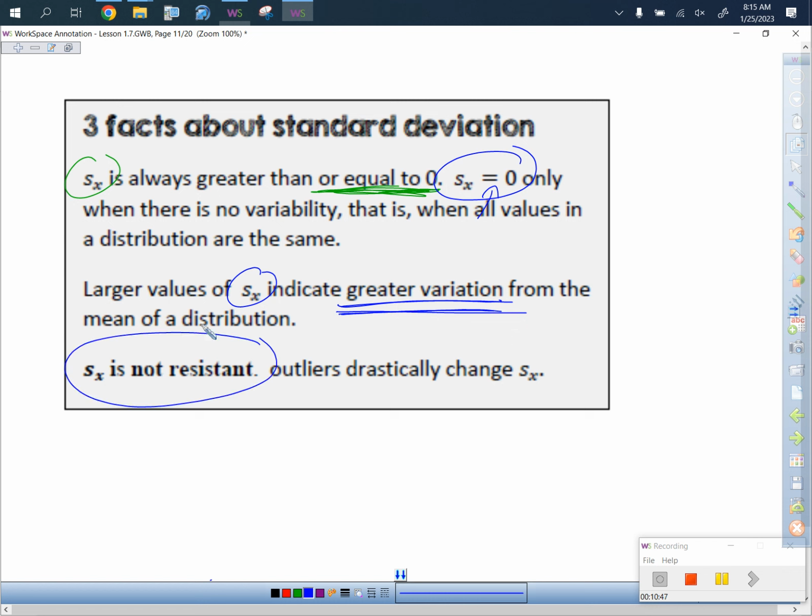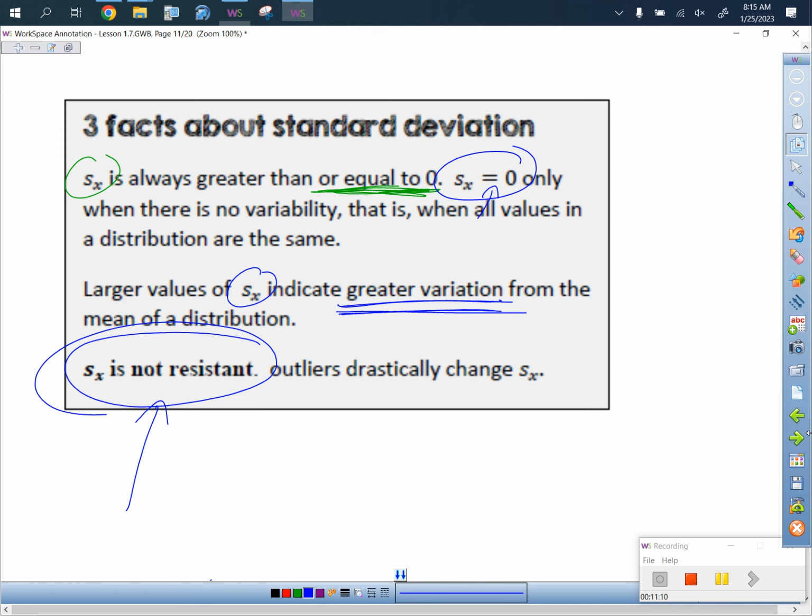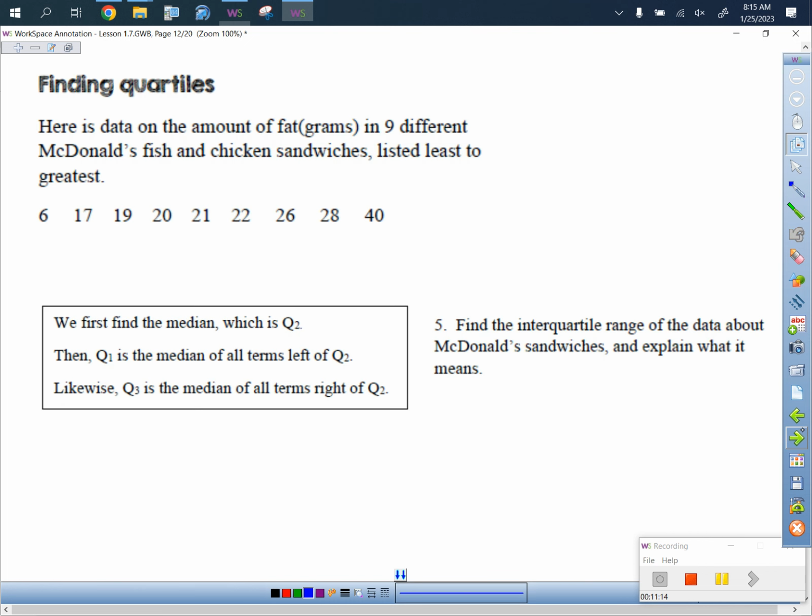And the standard deviation, here's the big one, you might even want to circle it, is not resistant. The standard deviation is not resistant. An outlier would drastically change your standard deviation. Like if all of a sudden Earl bowled a 300, that's really going to change his standard deviation. So an outlier is very, very bad for standard deviation.